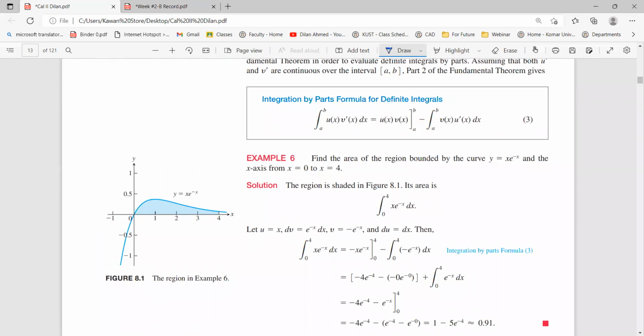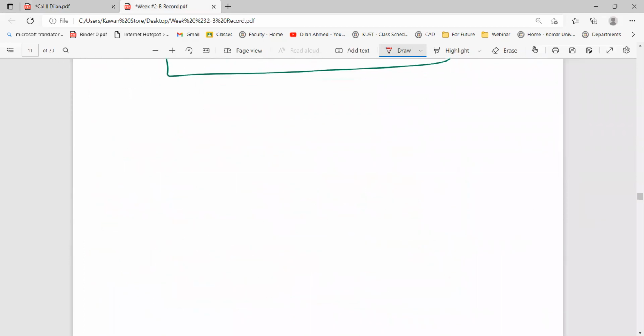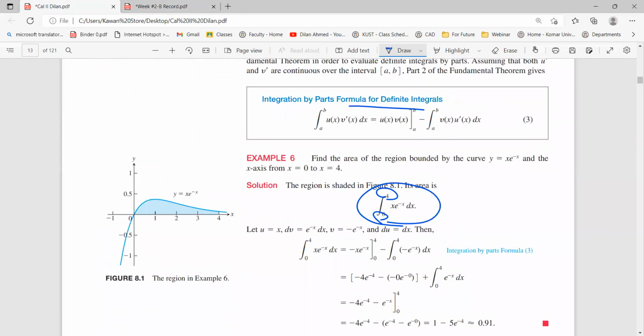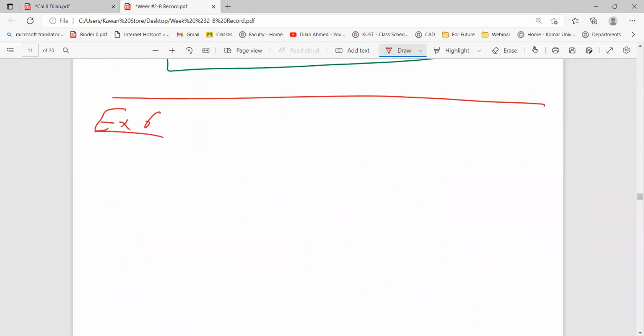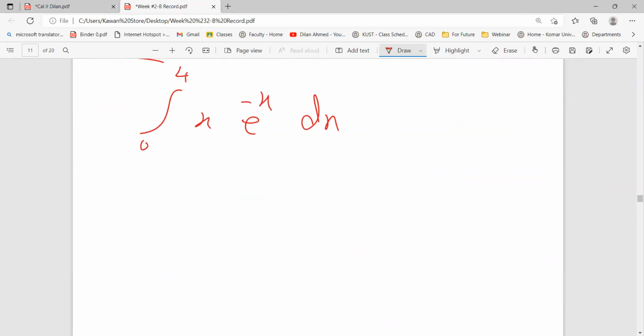So the last thing here is how to solve that example if I have boundaries. If we have a definite integral from 0 to 4, it's easy, the same. Example number 6: from 0 to 4, we have x e to power minus x dx. We can solve that one by u dv. It's easy. So I'm going to use that one, or you can use tabular. Up to you, whatever you like.